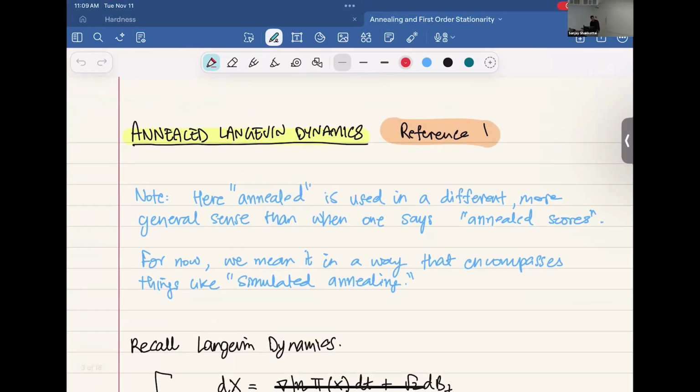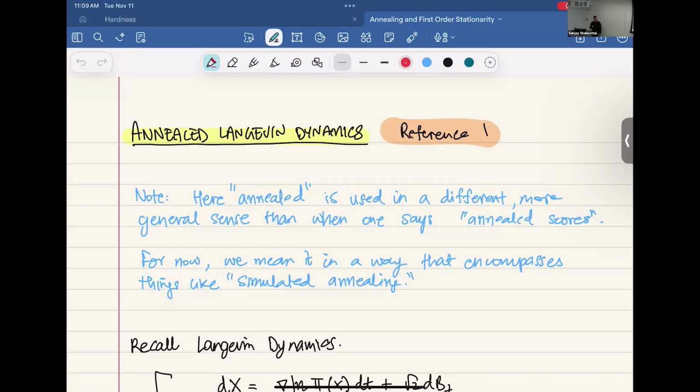The first is what you asked about, annealed Langevin dynamics. We're going to talk about it right now. I don't know if you all have been talking about annealed scores with the OU process. You convolve with a Gaussian, you get a noisy distribution, and then you look at the scores of this noisy distribution. Sometimes these are called annealed scores. Here I mean annealing in a more general setting, like simulated annealing from the optimization algorithm, which involved a temperature.